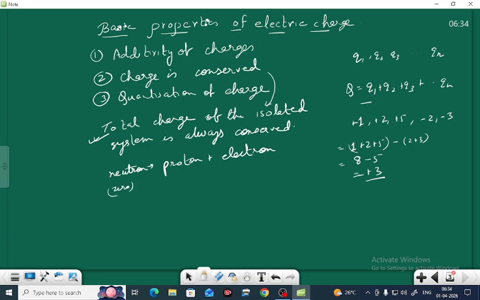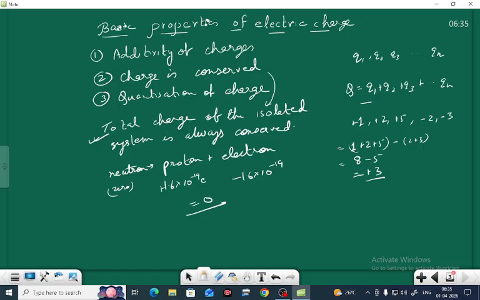And what is the charge of a proton? It is plus 1.6 times 10 to the power minus 19 coulomb. And what is the charge of an electron? It is minus 1.6 times 10 to the power minus 19 coulomb. So the total charge is 0 here also. So you can see this is charge conservation, the total charge of the isolated system is always conserved. That is, charge cannot be created nor destroyed. So it is not possible to create or destroy net charge carried by any isolated system, although the charge carrying particles may be created or destroyed in a process. This is known as conservation of charge.